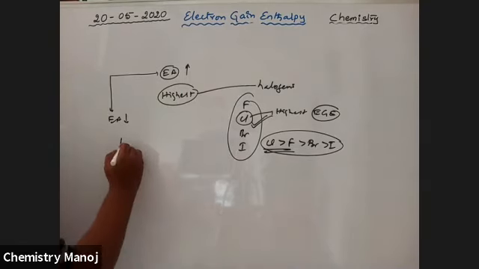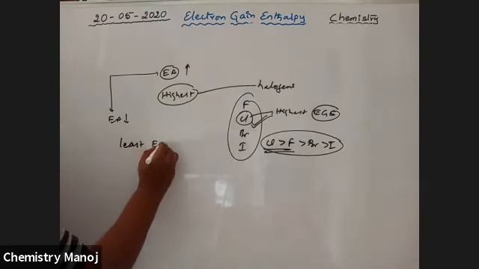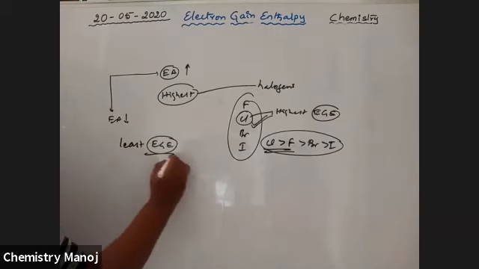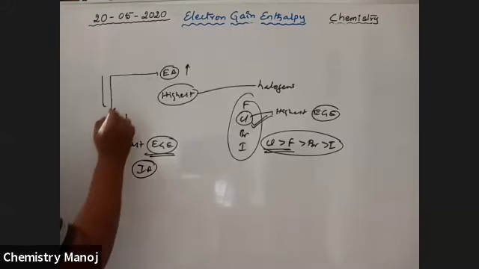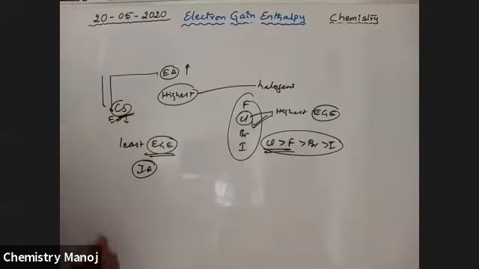Next, the least electron gain enthalpy is for 1A metals. In 1A metals, top to bottom, cesium has the least electron gain enthalpy. That means less energy will be released. So these are electron gain enthalpies and some conditions.